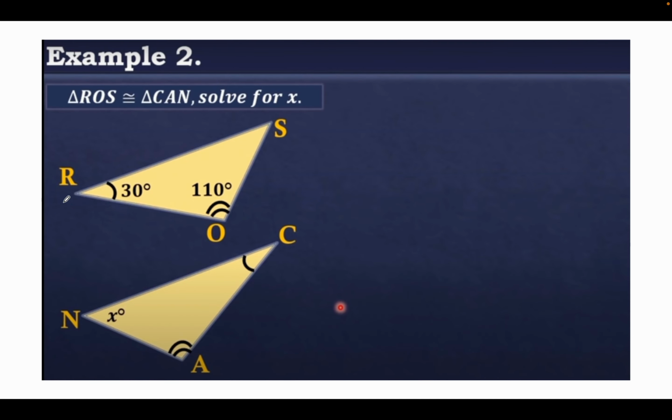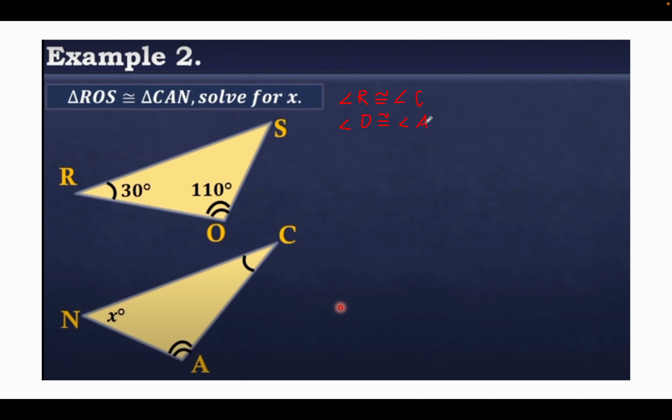So we have here angle R, kasi angle R ang may given dito. So angle R here is congruent to what angle? Angle C po. Angle C. Take note of the markings. So we have here angle C. Then we have angle O, another given, merong value siya dito. So we have angle O is congruent to angle what? Angle A.